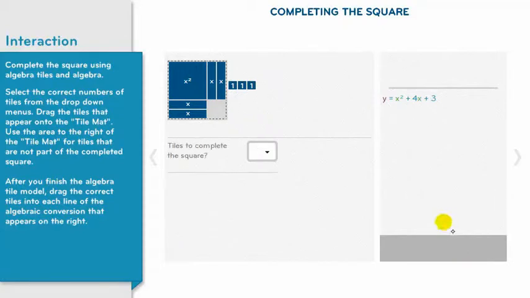Next, we need to determine how many tiles it will take to complete our square. Well, it looks to be 4, 2 by 2. And so we'll drag those inside. Next, in order to balance those 4 that we just dragged in, we're going to have to drag the same amount of negative tiles. So it'll be negative 4.